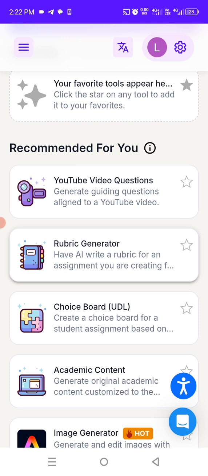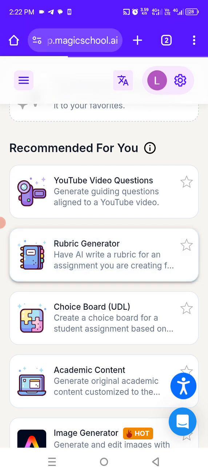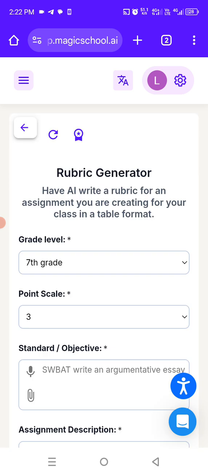All right, the next one I want us to look at is the rubric generator. Maybe some people may not understand what a rubric generator is. It's more or less going to generate a guide on how you are to assess a particular assignment or project, or it can even be a presentation that you gave the students.